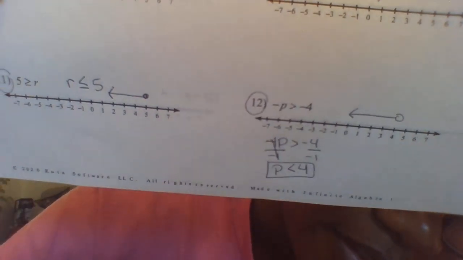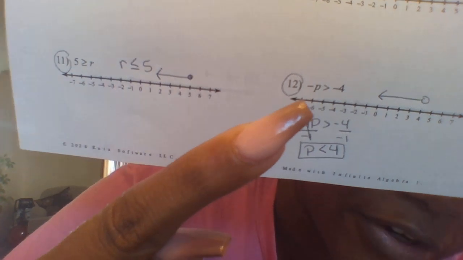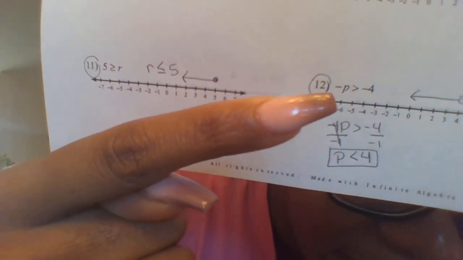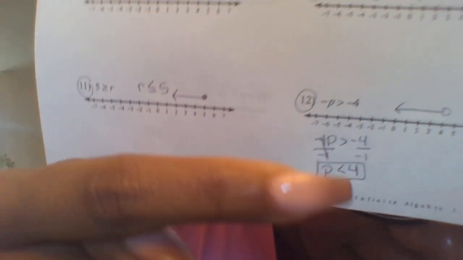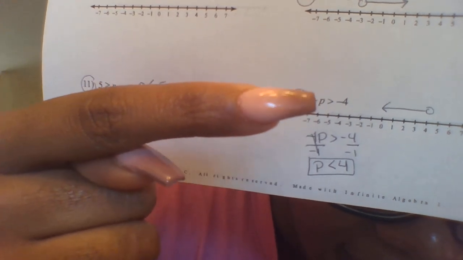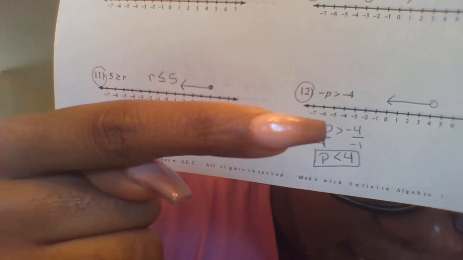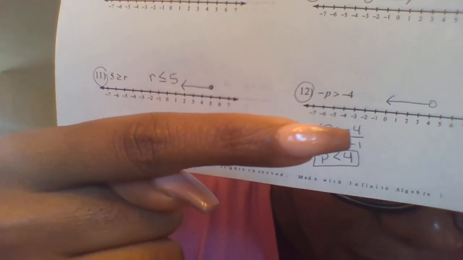Number 12 is also written a little bit different because there is actually a coefficient for our variable. So for our variable, I believe that's a p. It's backwards to me. Yes, it is. So we have negative p is greater than negative 4. So with this problem, we see this negative sign in front. Remember, when there's no number, there's just an imaginary one there. So this is actually negative 1p is greater than negative 4.